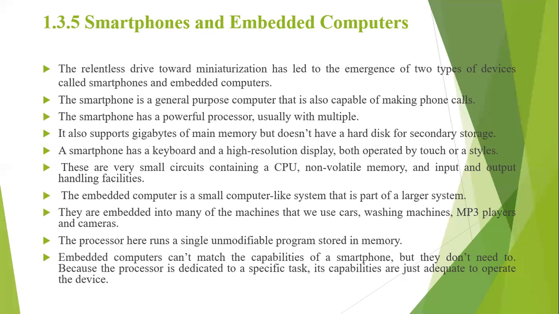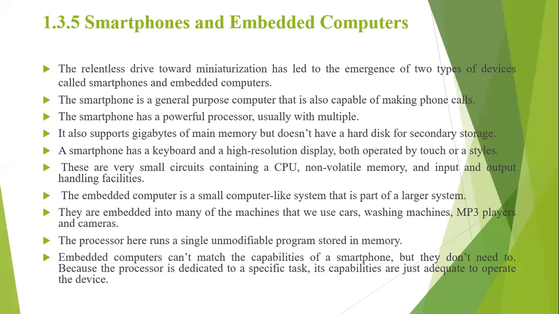Smartphones definitely have a processor, usually with multiple cores, as I mentioned: dual core, quad core, octa core. It also supports gigabytes of memory, but doesn't have a hard disk for secondary storage. A smartphone has a keyboard and a high resolution display. You can have a keyboard or a touch screen for typing, operated by touch or a stylus.